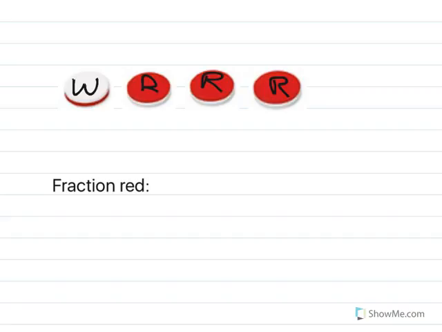Okay, so if you already wrote your fraction for red, I can see here that 3 of the counters are red out of 4 that I have total. So the fraction for red is 3/4. Now I want to know what fraction of the counters are not red. So the other color I have is white. So make sure you look at that and write your fraction of the counters that are not red.